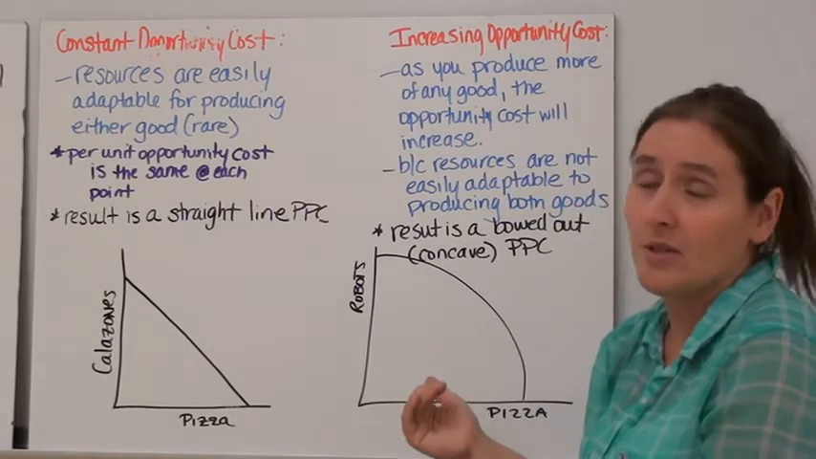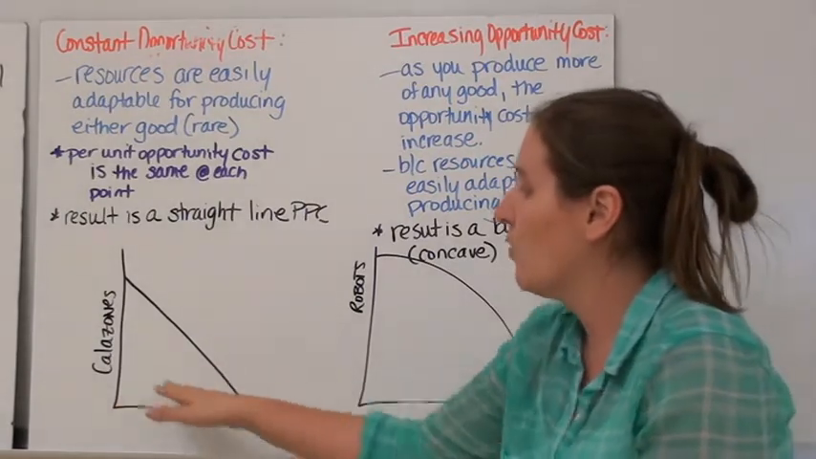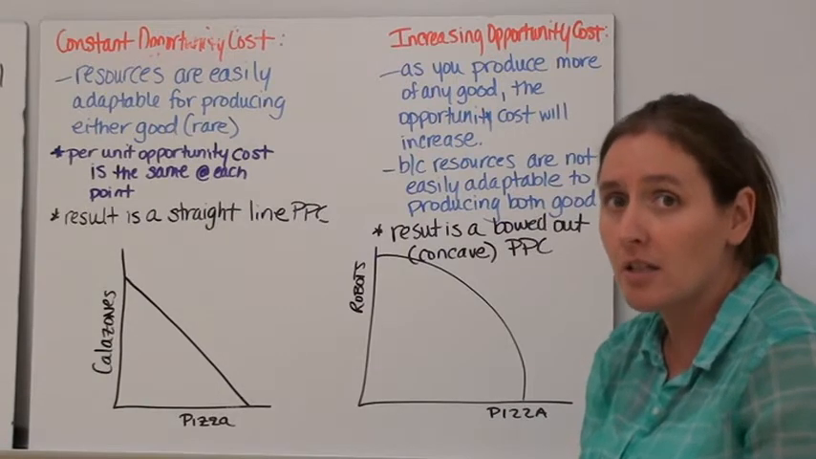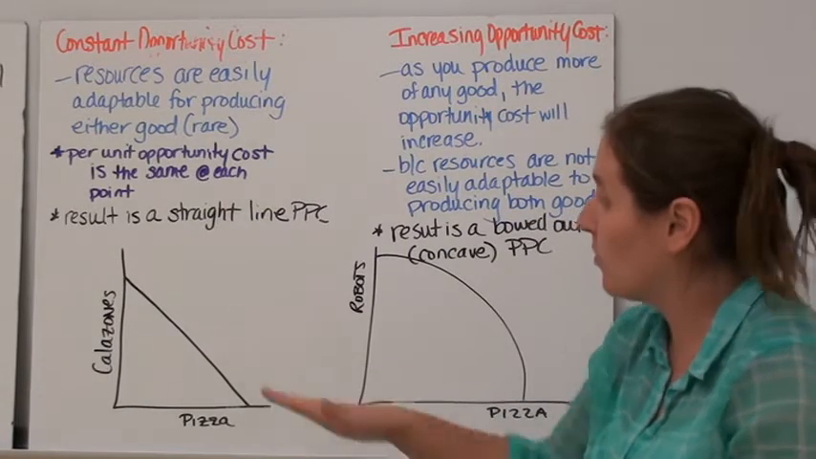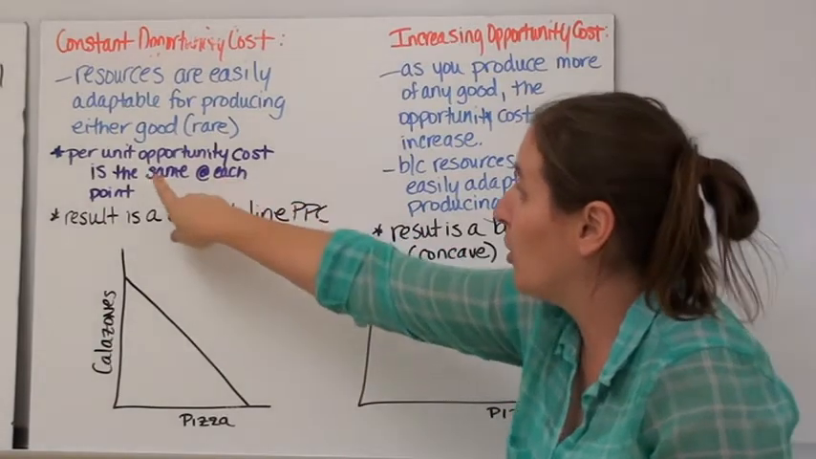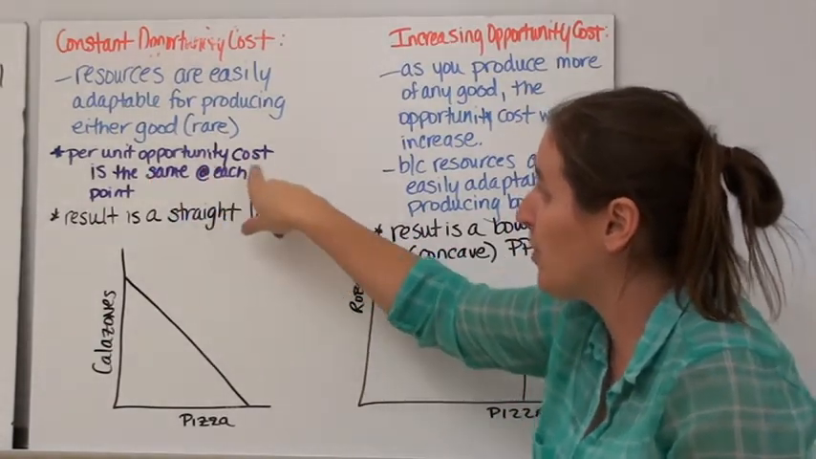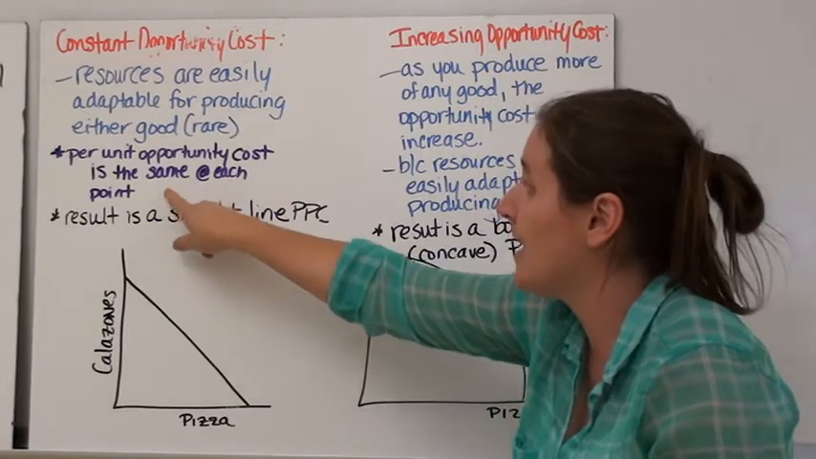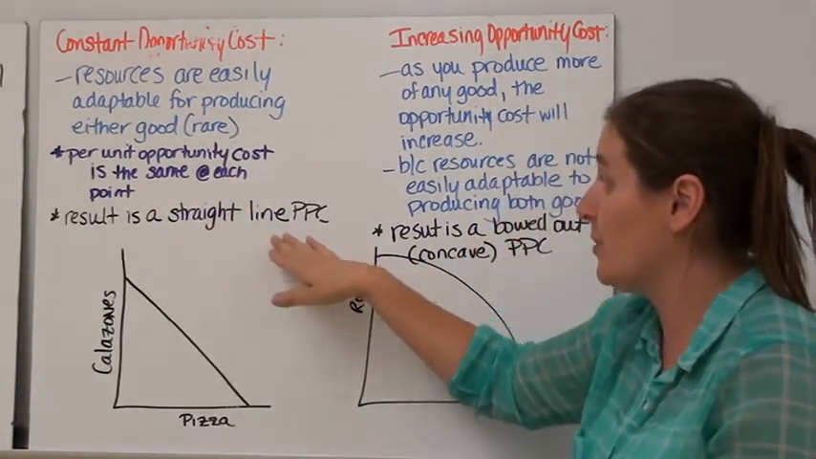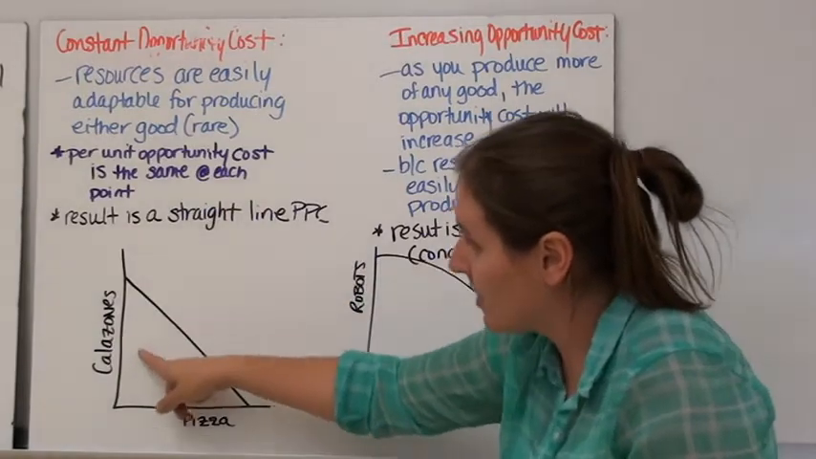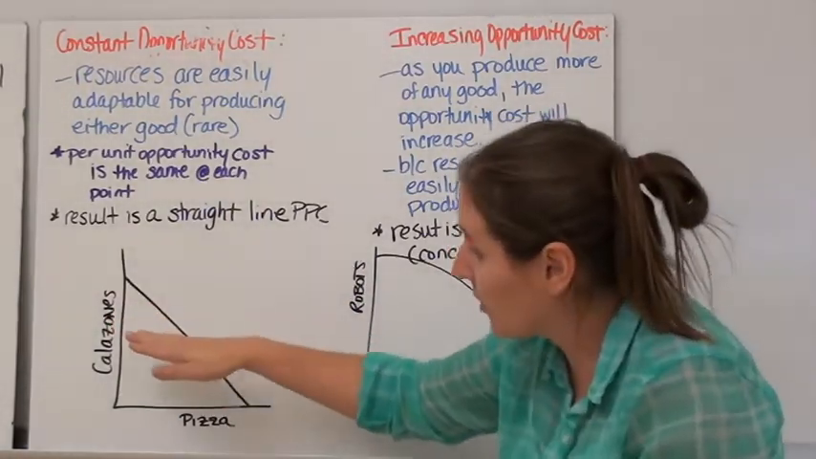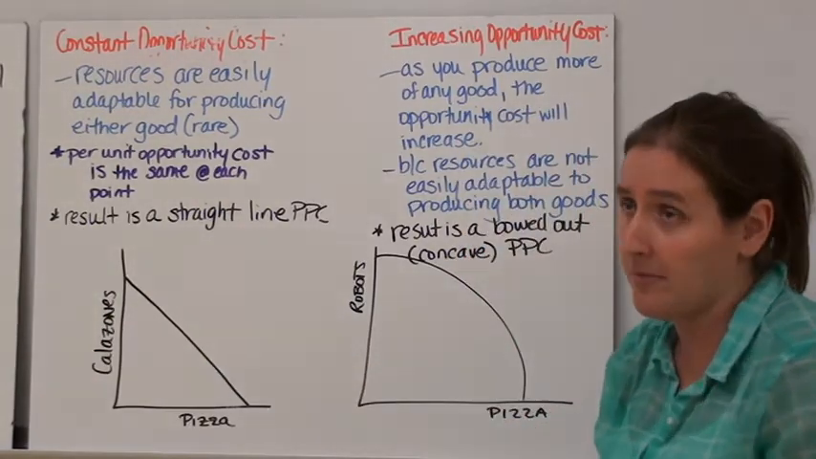That's constant opportunity cost, and it only happens when things are related. Calzones and pizzas use the same ingredients to make. So that's where you would get constant opportunity cost. And again, per unit opportunity cost from the last slide is the same at each point, okay? The result is a straight PPC line. It's always going to be a straight line if it's constant opportunity cost, because you're going to increase equally. It makes a straight line.